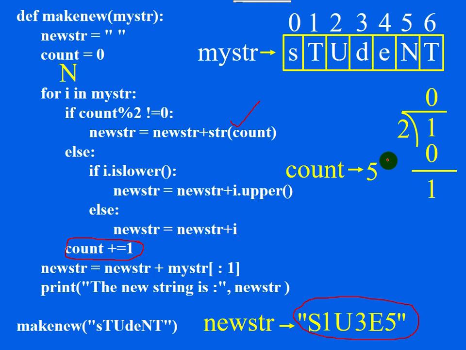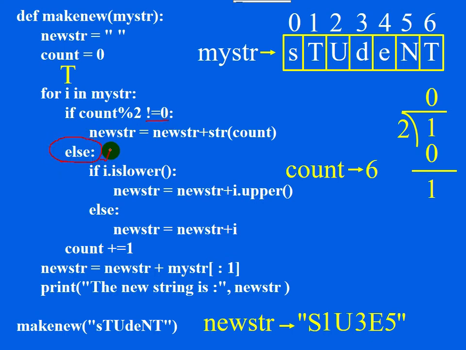Now after executing this, where does the control go? The control comes here. Count plus equal to 1, so this becomes 5 plus 1, 6. Now here i takes the next character in this string. What is the next character? The last character is capital T. Now what does count contain? 6. 6 modulo 2. When you divide 6 with 2, remainder 0. 0 not equal to 0, false. Condition wrong. So control goes to the else part.